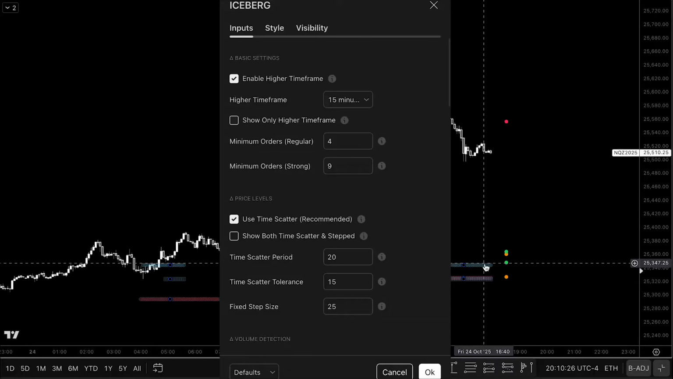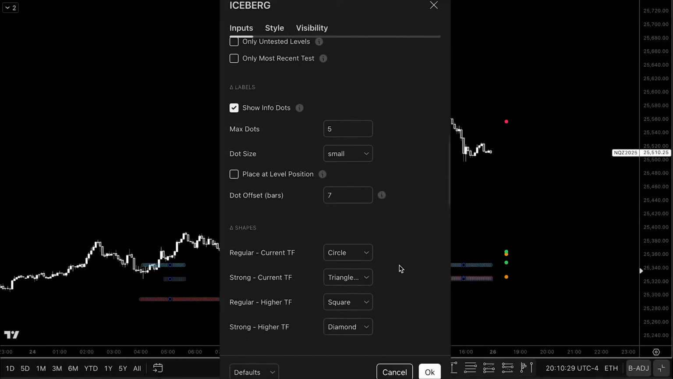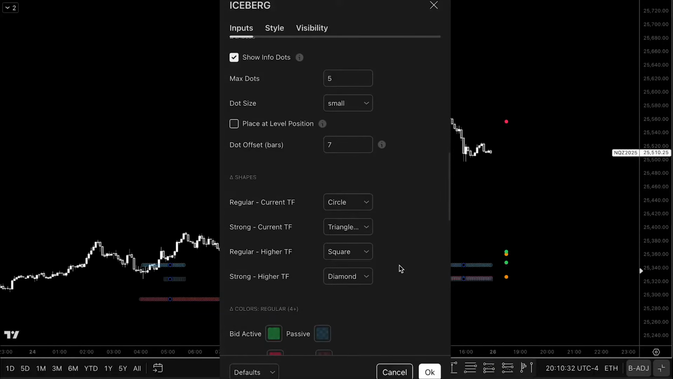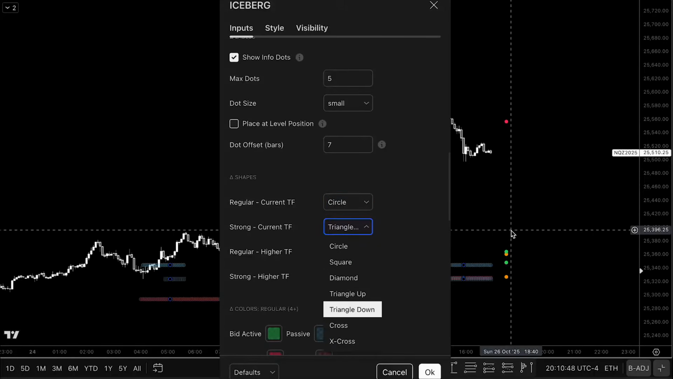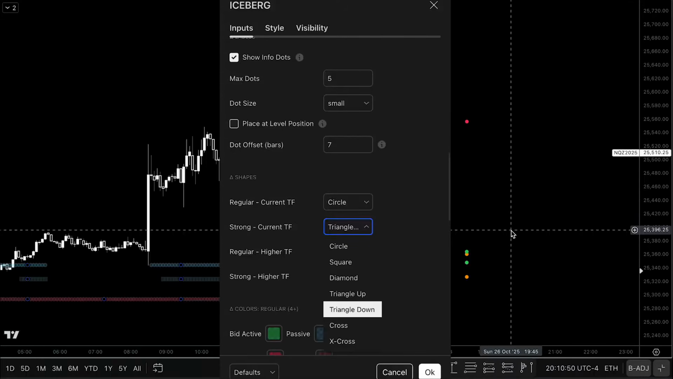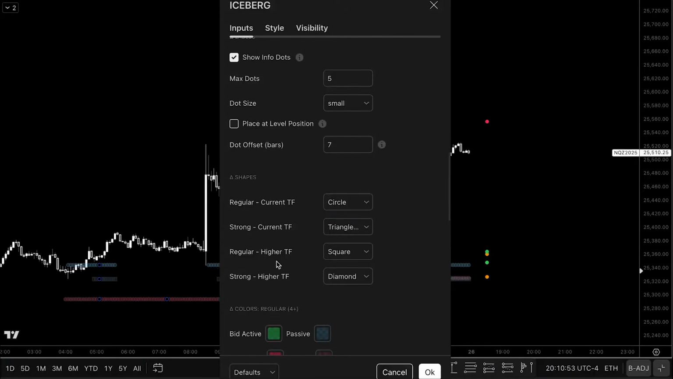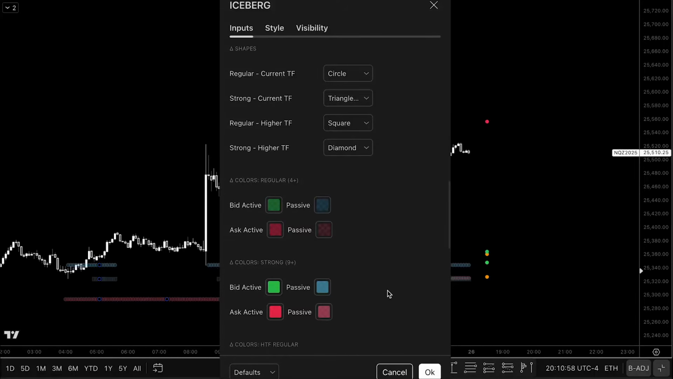You can also see the intuitive color coding system. You not only have the shapes: the regular orders, the 4+ and the 9+ as the strong, on the current time frame are circles, and these are triangles. If you zoom in, you can see the shapes better. And the higher time frame, of course, has different shapes. But typically, I'm treating most of them the same. If it's an iceberg, I care about it.